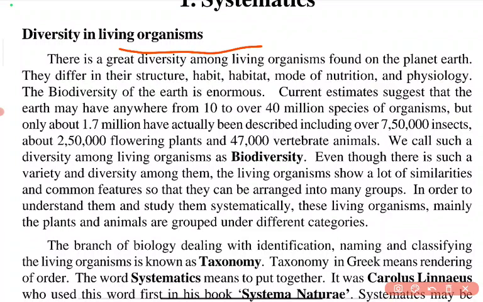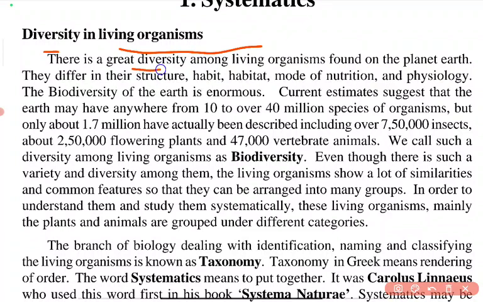Listen, one thing here: what is diversity, how do we know this? What is diversity? First of all, diversity includes the different types of organisms found there, with habitat, nature, structure, etc., very different from one another. So this is diversity, and they are living in the same conditions.